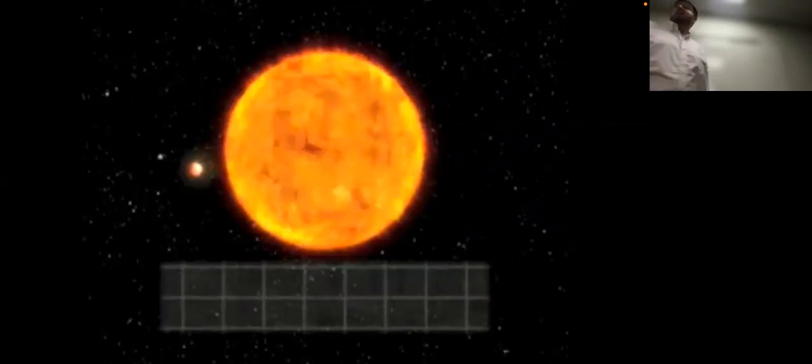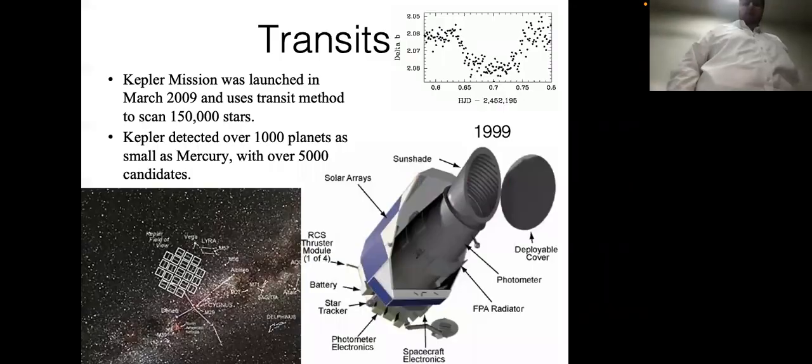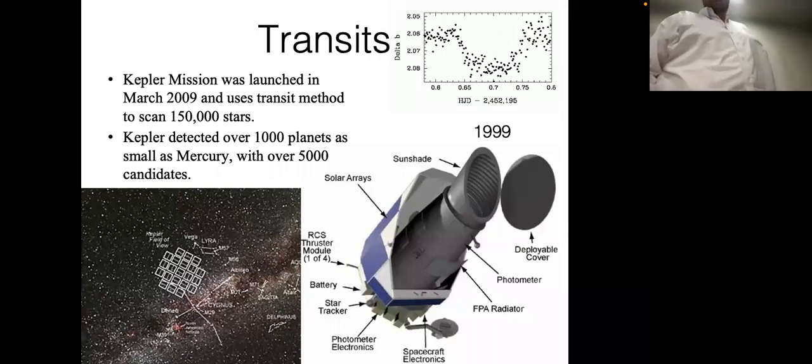We've been able to detect that since 2009 when NASA launched the Kepler mission to space. Can't do it from the ground, but we can do it from space. And we looked at over 150,000 stars very far away in constellations of Cygnus and Lyra for 4 years. And we detected over 1,000 planets as small as Mercury using this technique.